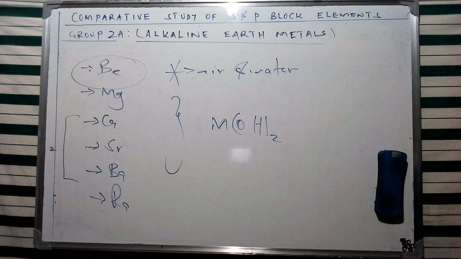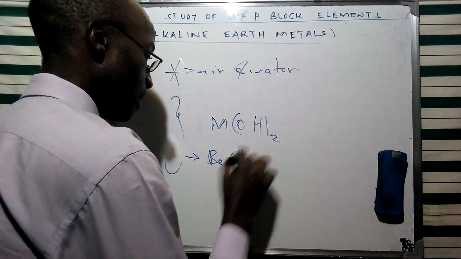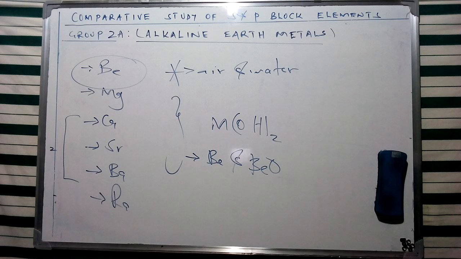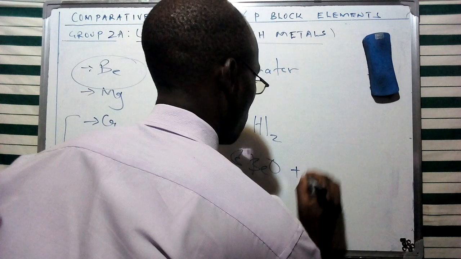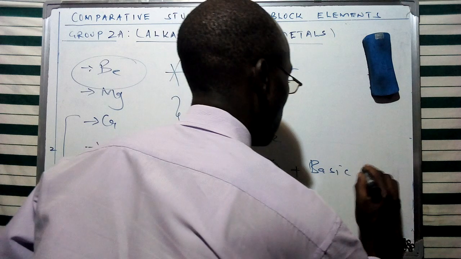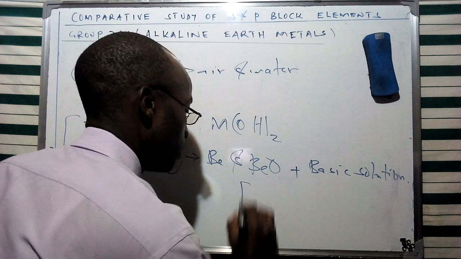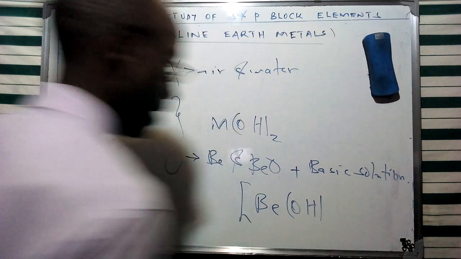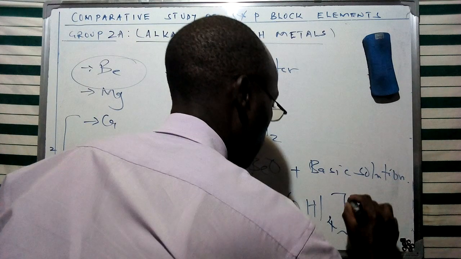Beryllium and beryllium oxide are going to dissolve strongly in basic solutions to form a complex ion. So this is beryllium oxide in basic solution, and these form a complex, a salt, which is given in terms of this specific ion.